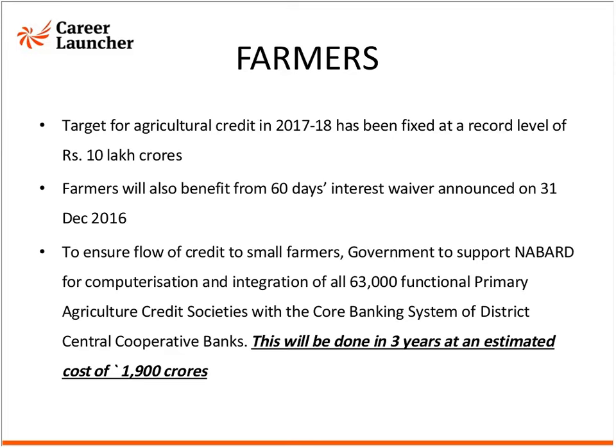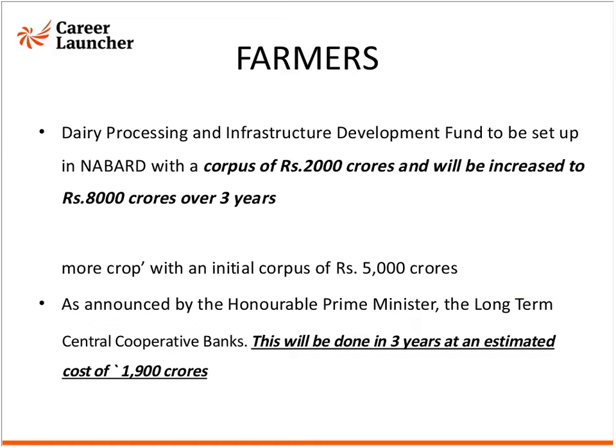Why? Because you've said that you want 10 lakh crore of agricultural credit, which means loans given for agricultural purposes to go to farmers so that they can improve their agriculture. You're saying that in order to ensure that this 10 lakh crore goes through, I am going to use NABARD and the primary agricultural credit societies and develop the banking system for district central cooperative banks over the next 3 years at a cost of 1900 crores. So the government has set aside 1900 crores.